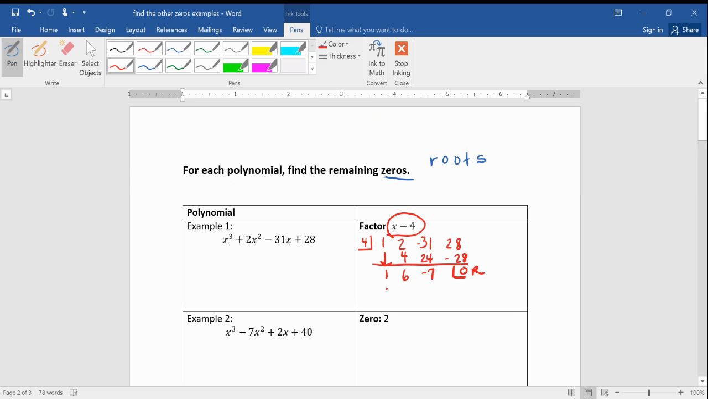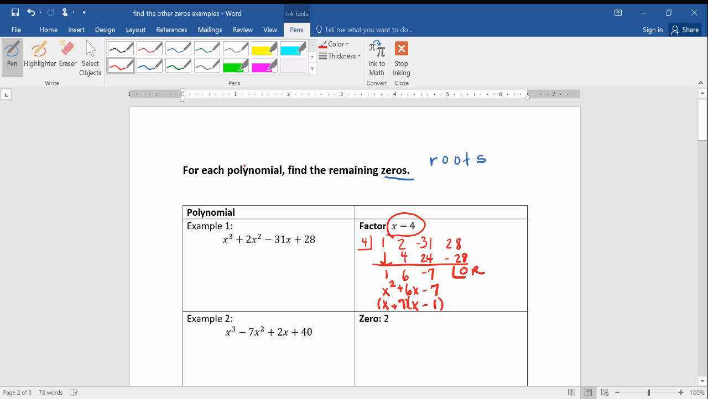All right, so what we're going to do is write our answer as x squared. Remember, one less exponent than we started with in our polynomial, plus 6x minus 7. And if we can, we want to factor this and then figure out what the zeros are going to be. Okay, so this is an old factoring question. What are the factors of 7 that add to give you 6? 7 and 1. We need a positive on the 7 and negative on the 1.